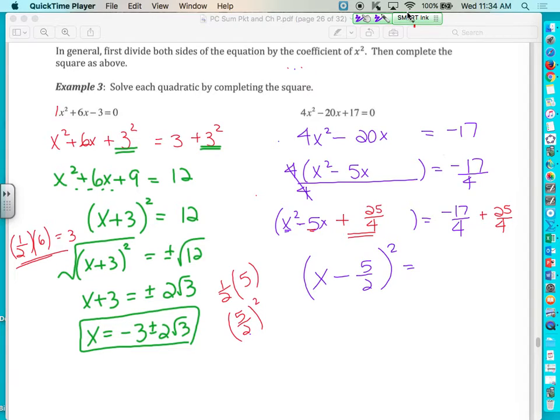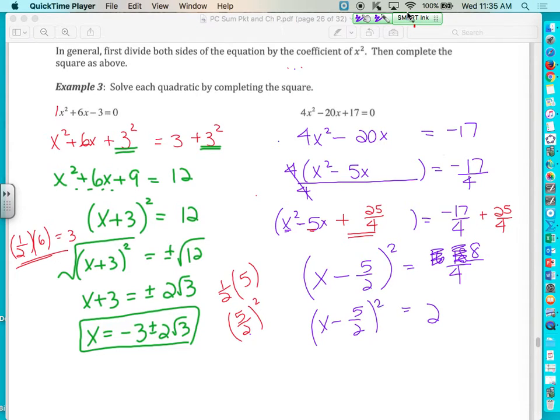And then I have 25 minus 17 on this side. What's that going to give us? It's not 16. It's going to be 8 over 4. There you go, 8 over 4. And 8 over 4 is 2.